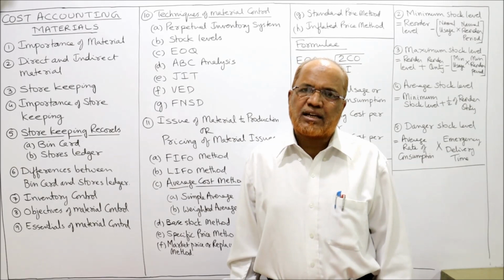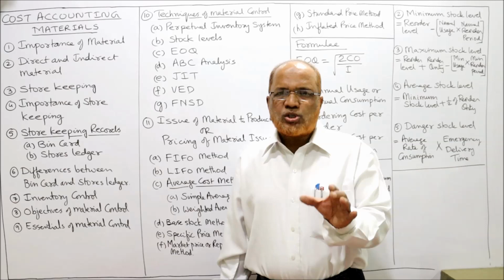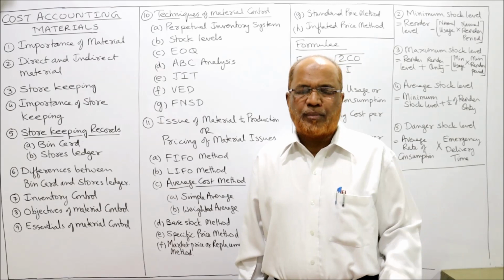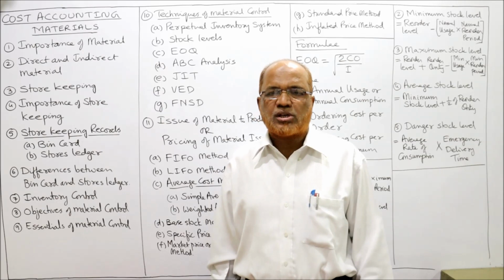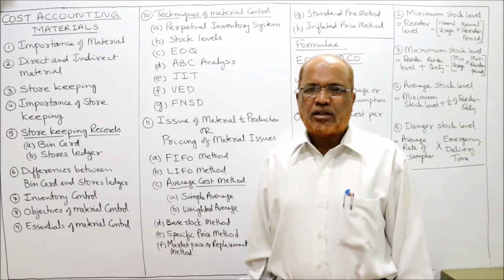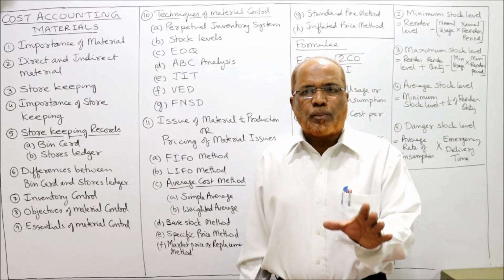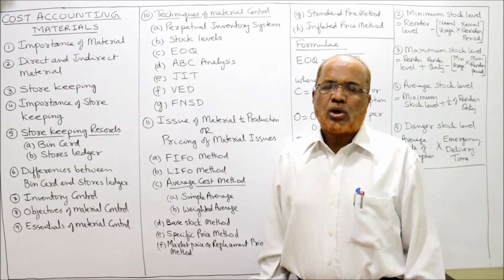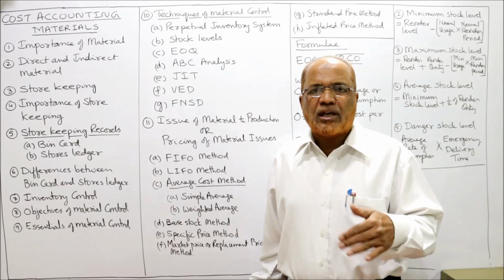Next comes storekeeping. Storekeeping is concerned with the physical storage of material. Management should give importance to the storekeeping department, because with good storekeeping there is less loss of material. There will not be any wastage, spoilage or deterioration of material. So proper storage area should be kept for the material. If the business has good storage space, there won't be any loss due to wastage, spoilage, evaporation or deterioration.